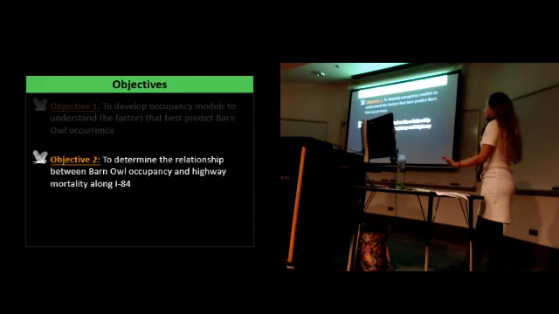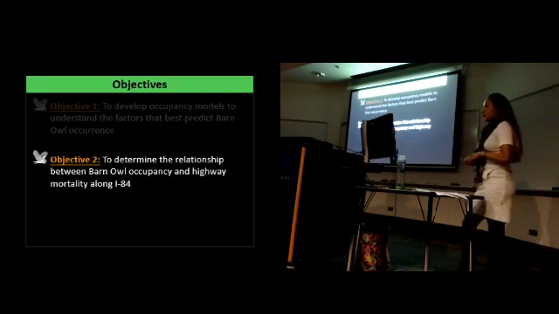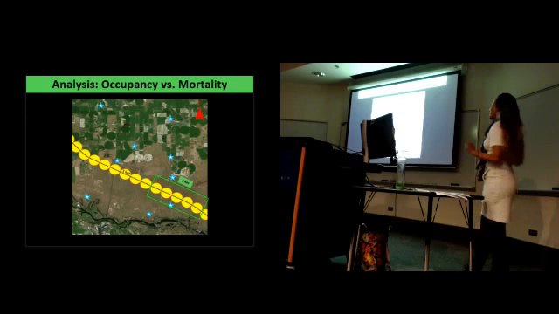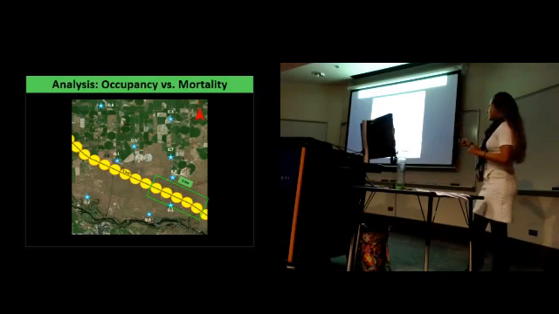All right, so once I developed my occupancy models, my second objective was to use those models to examine the relationship between occupancy and actual mortality on I-84. This was sort of a complicated process, so I'm going to walk you through it slowly and hopefully I don't lose you. The first thing was to use the early breeding and the post-breeding season models to generate predicted occupancy values at each one of my nighttime survey locations.